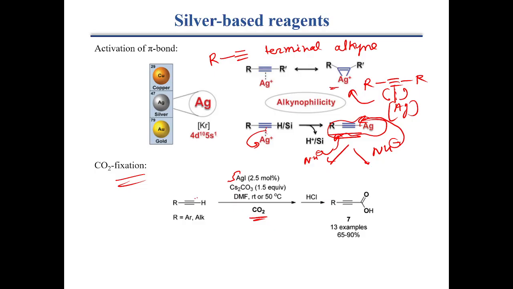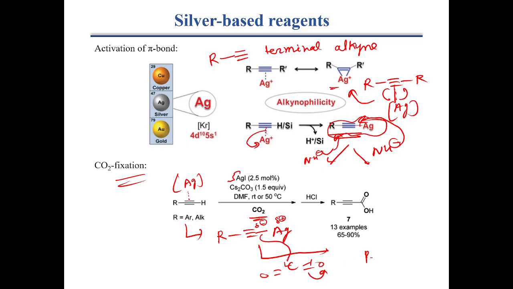in the presence of silver iodide and carbon dioxide. What happens is that any terminal alkyne first coordinates with the silver, and after that CO2 fixation happens. So this will form this way, silver. Now this is partially positive charge, this is partially negative charge. Now in the presence of CO2, this will react and form this negative charge. Now under acidic workup with a proton source, it will form the acid.